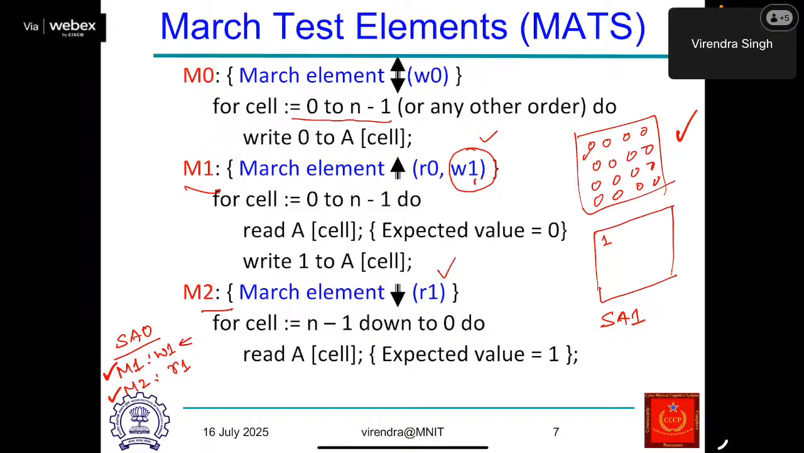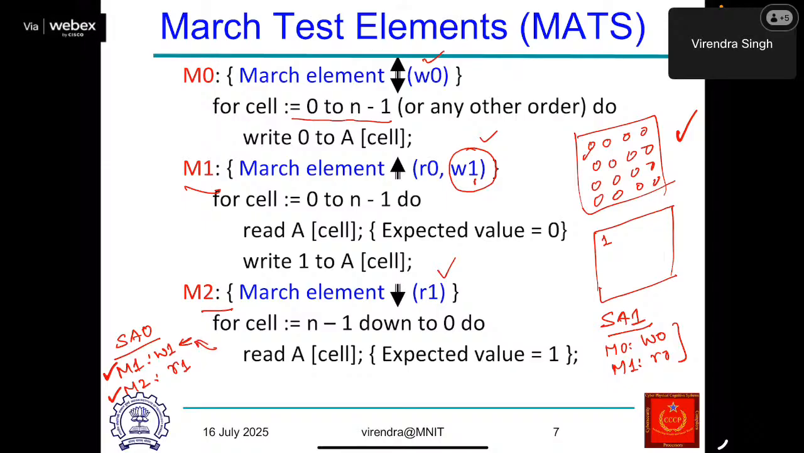Now for stuck at 1, it is now where I'm writing 0 over here. So the fault is excited in the March M0 when I'm writing 0, because this cell is not supposed to have 0 if there is a stuck at 1 fault. Now, I'm writing this 0, and then it is detected. When I'm detecting, I have to observe the output, and the output I'm observing in March M1, and that is R0. So this will give me the fault activation.